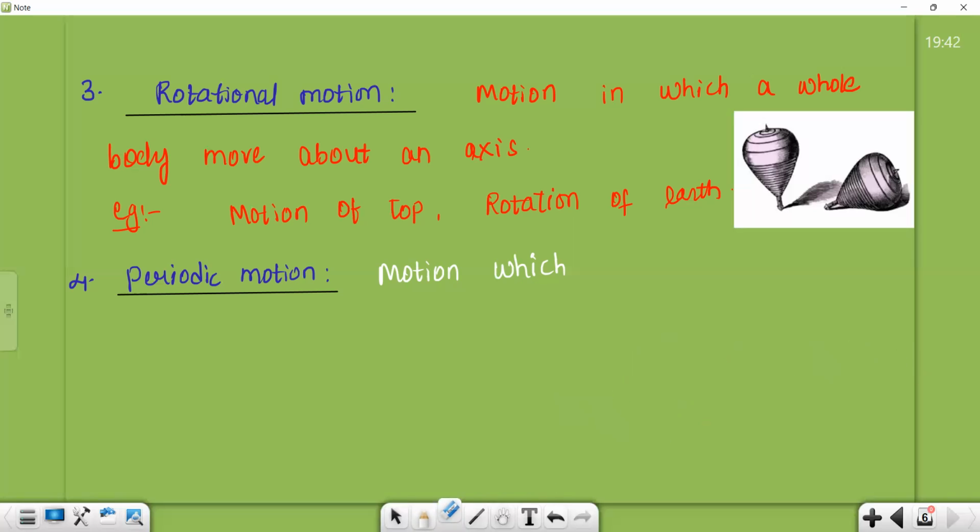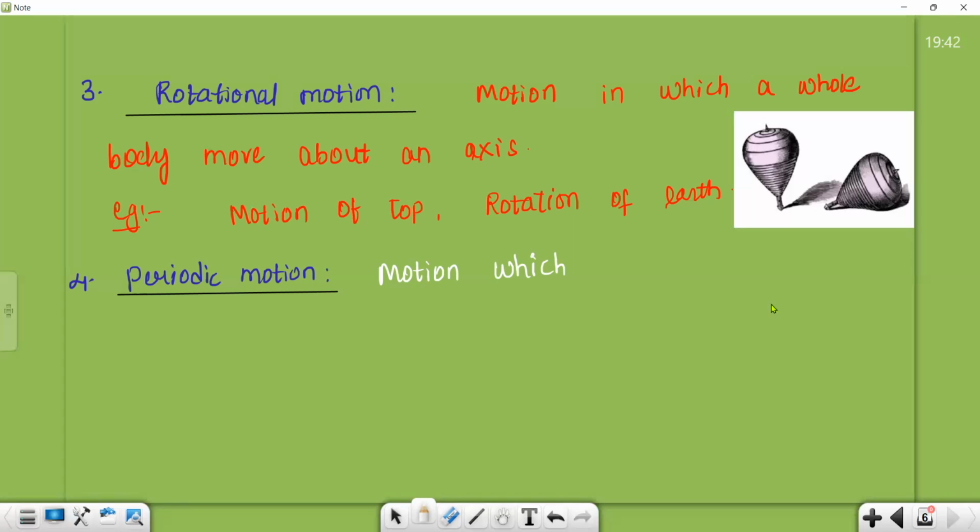Ma'am, this was the example for periodic motion. Which was? Revolution of the earth around the sun, ma'am. No, sir, it comes under revolutionary motion. Periodic also, Rishikesh, if you have not seen. But most of them come up, but in the to and fro one, it doesn't come.